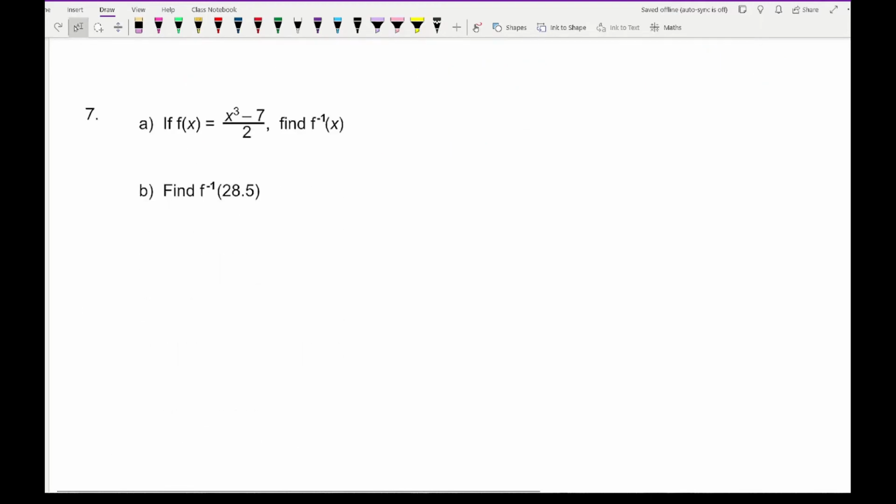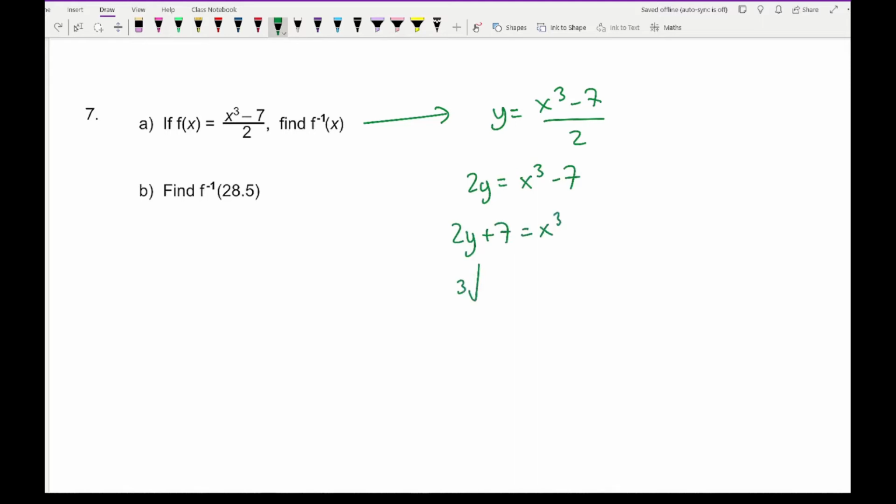Moving on to question 7. It says we want to work out the inverse function. So again, we make it equal to y over 2. Take the 2 over first, then we take the 7 over, and then we cube root it. So from this, we get the inverse function of x equals the cube root of (2x plus 7). Now, if you left y in your answer, you are going to lose the mark. So you always need to make sure that you do replace the y with an x and replace the x with the inverse function notation.